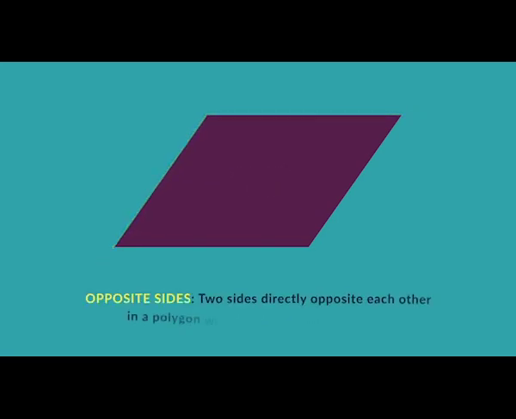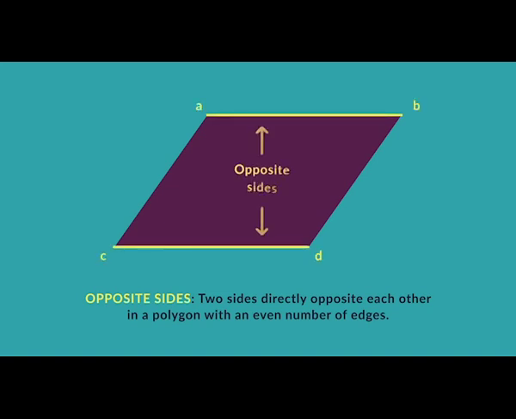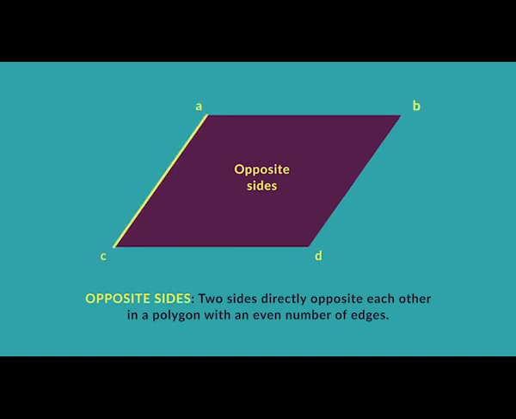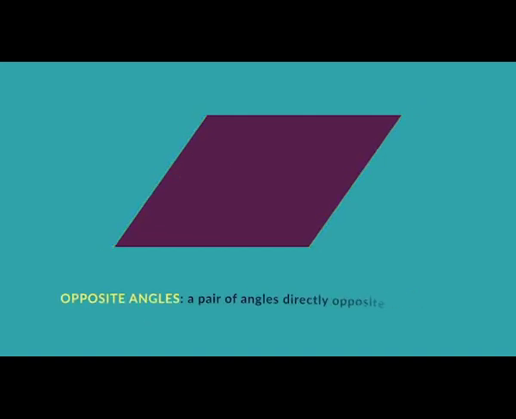Opposite sides are directly opposite each other. Here, AB and CD are opposite sides. AC and BD are also opposite sides. We can also talk about opposite angles. In this image, angles W and Z are opposite each other, and so are angles X and Y.